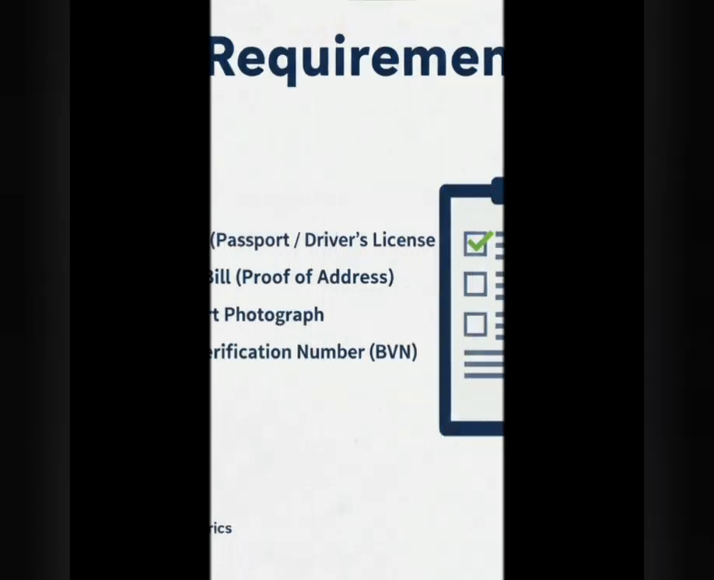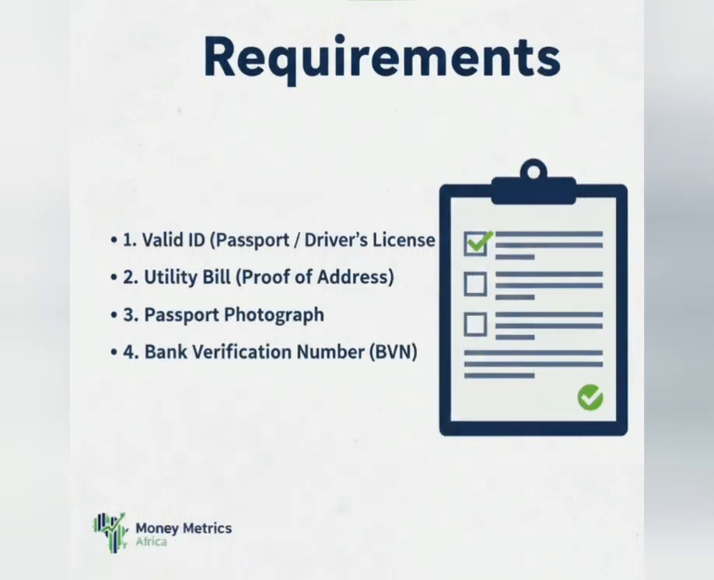Before applying, make sure you have the following. 1. A valid means of identification like your national ID, driver's license, or international passport. 2. Proof of address, such as a utility bill or bank statement. 3. A valid email address and phone number for registration updates.